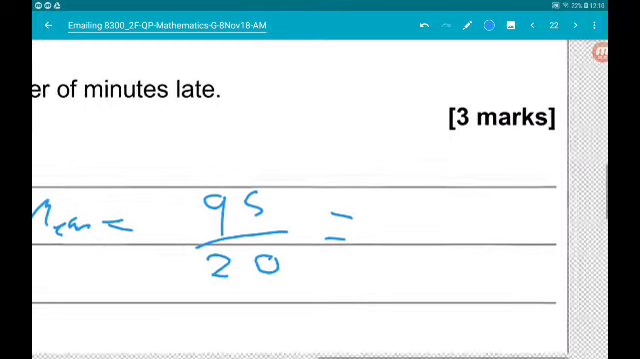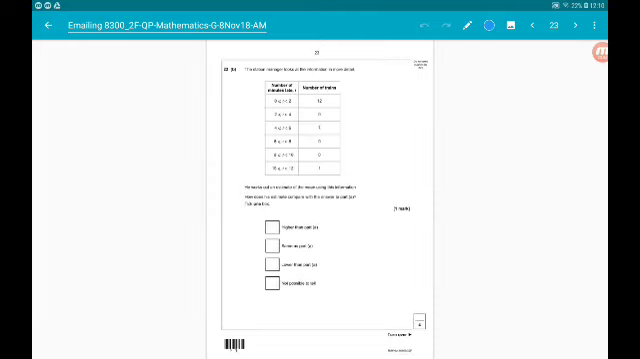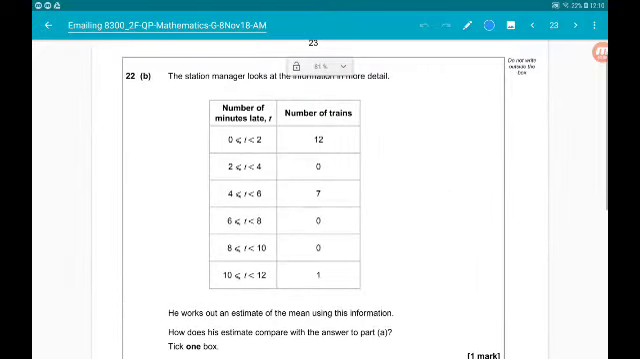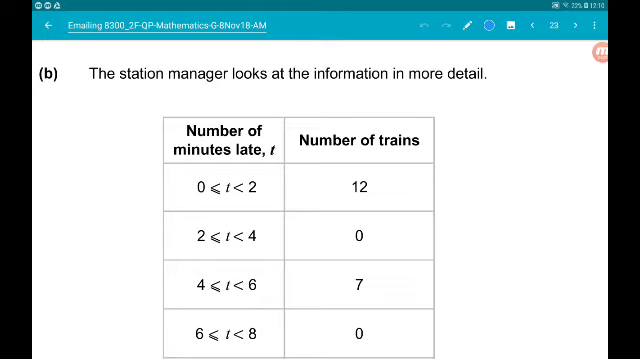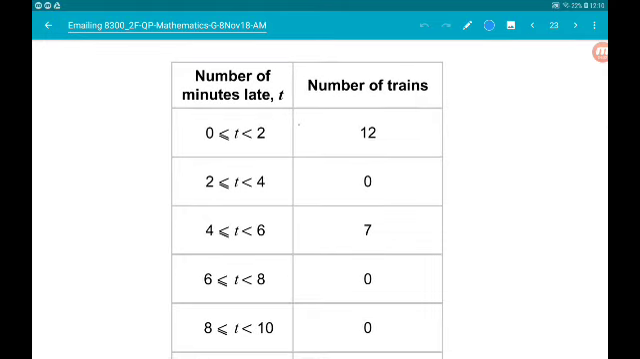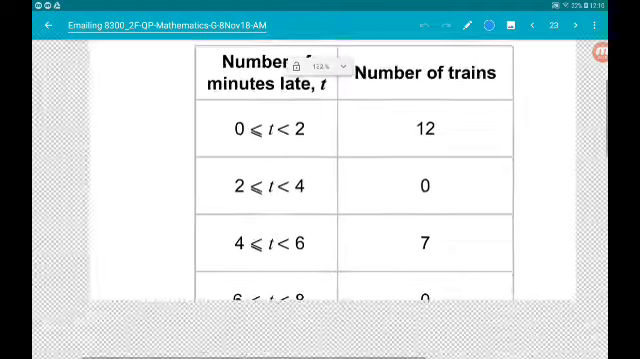So that is going to give us 4.75 minutes. Cool. Okay, then for part B, the station manager looks at the information in more detail. So he's broken the intervals into smaller whips, whips of 2 instead of whips of 5. So his estimate is going to be more accurate for doing this.